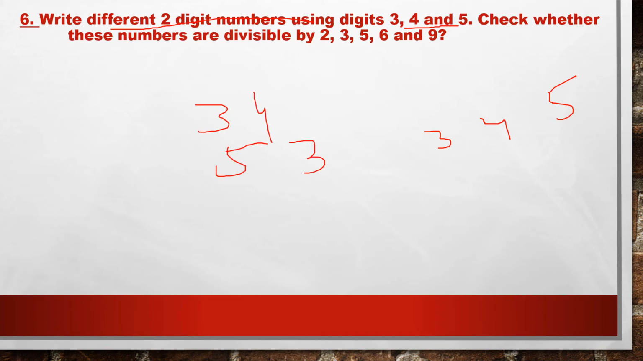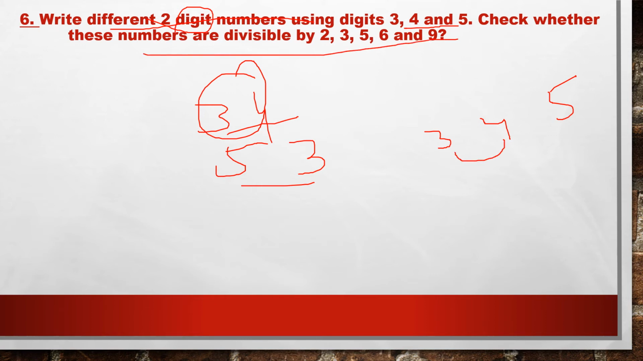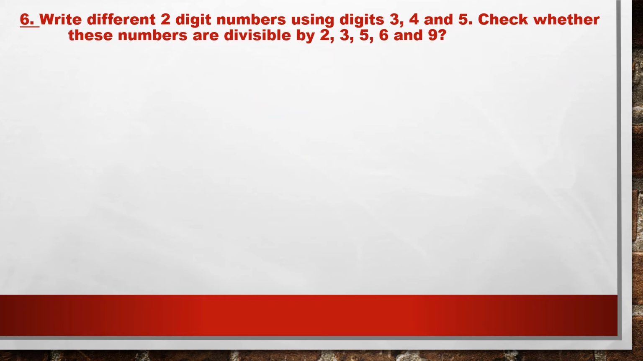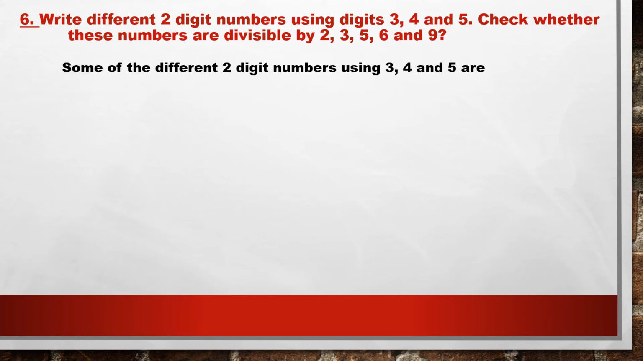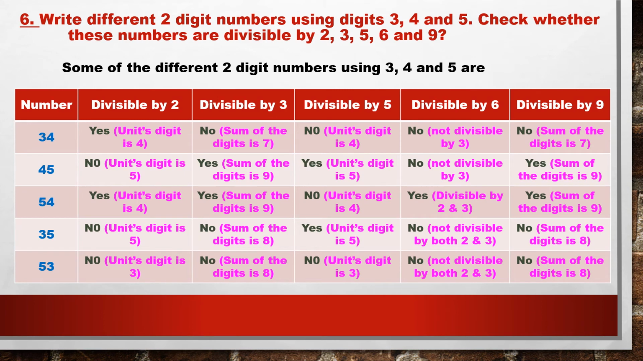He asked to write only two-digit numbers. This is a two-digit number, two digits are there. You can write 43 and check whether these numbers are divisible by 2, 3, 5, 6 and 9. After writing these numbers, you should check whether each number is divisible by the 2 table, 3 table, 5 table, 6 table, 9 table, by using the rules. So your solution will be like this. Some of the two-digit numbers using 3, 4 and 5 are, I am writing 34.